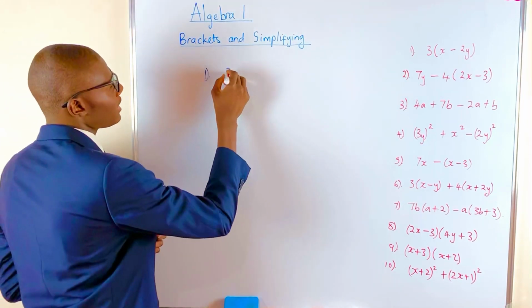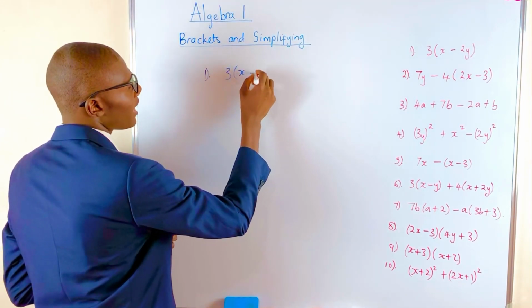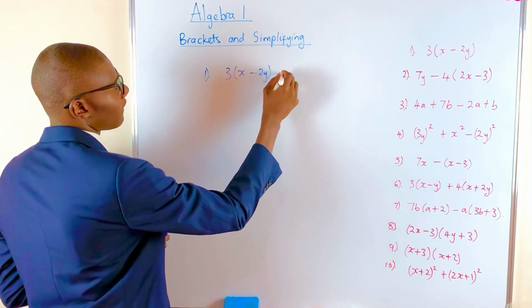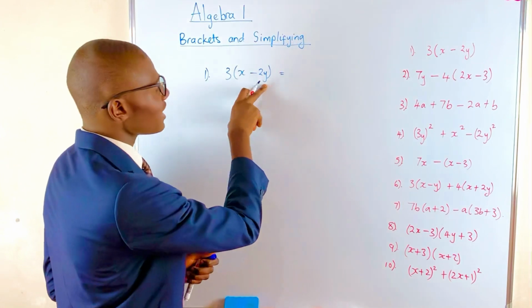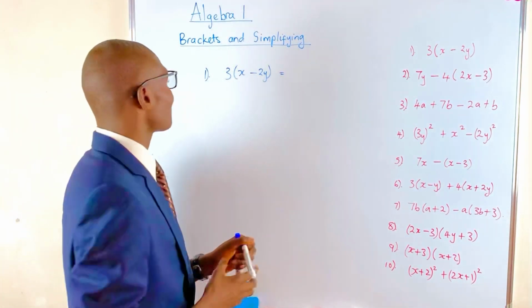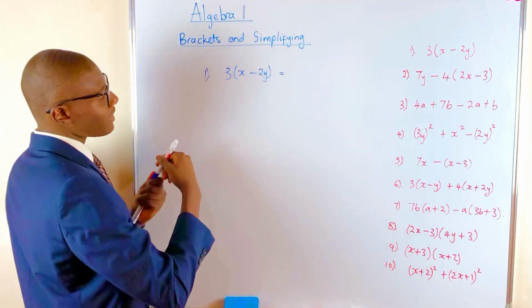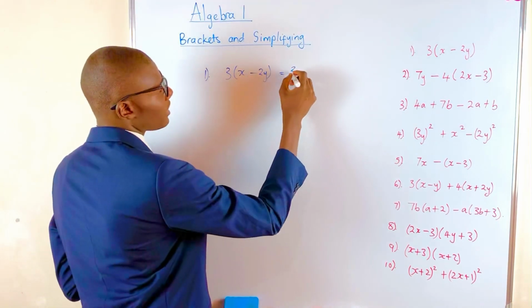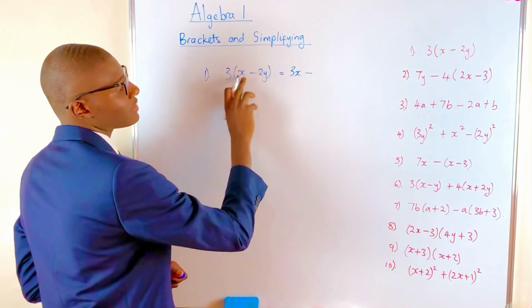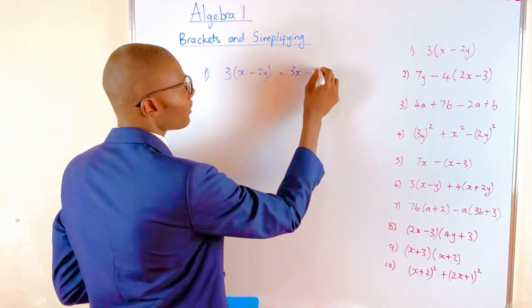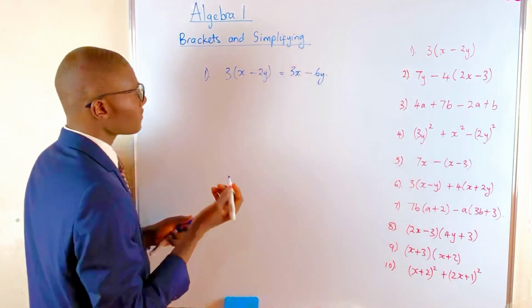We're saying 3 open bracket x minus 2y. So a term outside a bracket multiplies each and every term that is inside the bracket. So we are saying 3 multiplied by x, we get 3x. And then minus 3 multiplied by 2y, we get 6y. So this is for the first one.